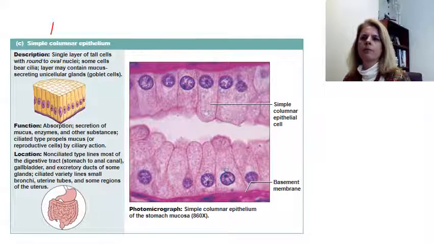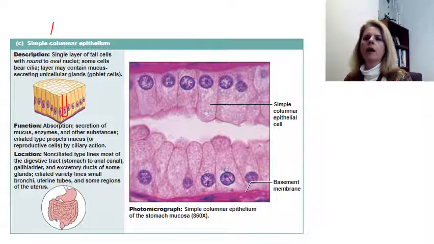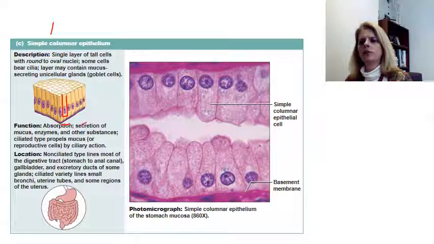Simple columnar. Again, description, tall, skinny cells, one layer. You see these wherever you need absorption, secretion of mucus and enzymes. So just think about, where would that occur? Where would you need secretion of mucus and enzymes? Sometimes these may have cilia on them. All right, so if it's non-ciliated, no cilia, that's going to be something like your digestive tract. You're going to need that to secrete mucus and enzymes in your digestive tract.